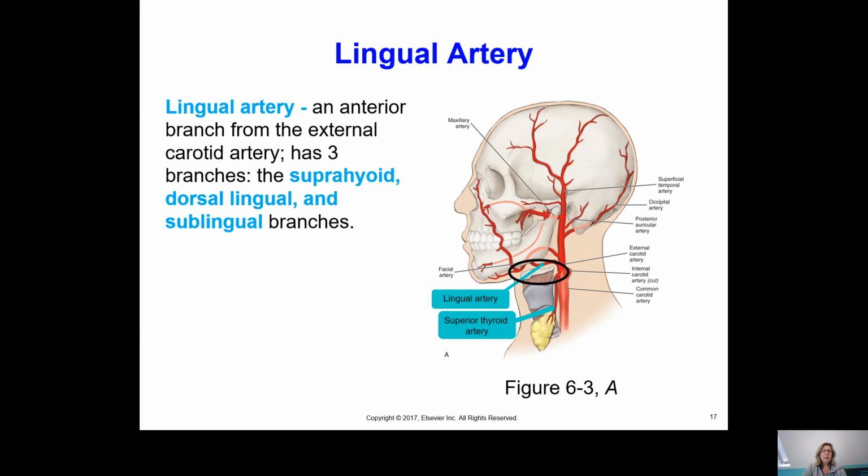The lingual artery is an anterior branch from the external carotid that has 3 smaller branches as well: the suprahyoid, the dorsal lingual, and the sublingual. So suprahyoid would be above the hyoid bone. The dorsal lingual would be in the tongue area, and then the sublingual would be under the tongue. And so I've marked those branches. I've circled the hyoid bone so you can see the superior thyroid, and then you've got the lingual artery.